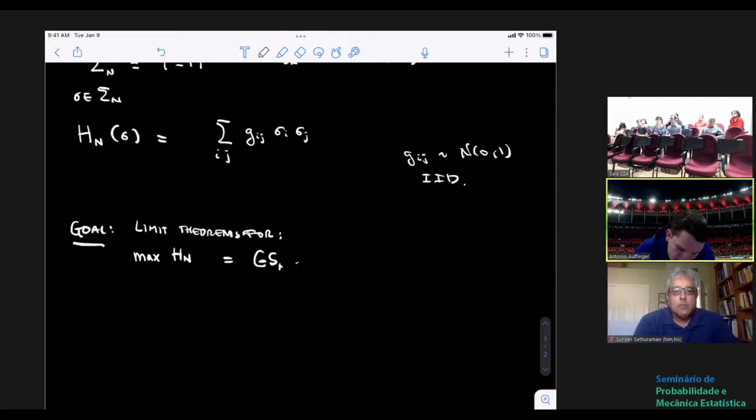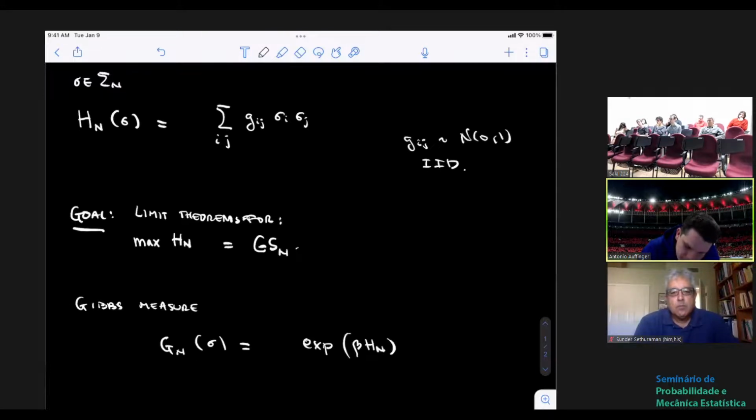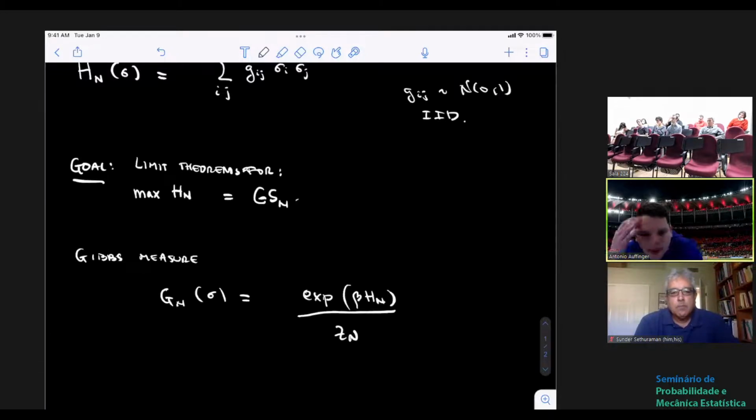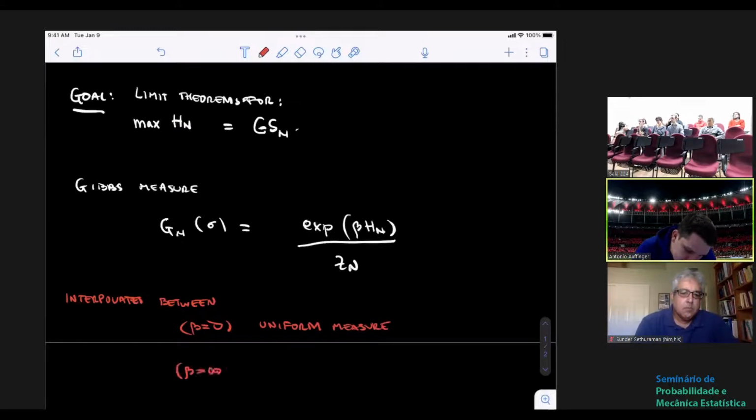So what is the approach in statistical physics? Well, one of the approaches, instead of studying the maximum itself, is to study the model at positive temperature. So you study the Gibbs measure. The Gibbs measure G_n of sigma is just exponential of beta H_n, and I normalize by a partition function just to make it a probability measure. Now the Gibbs measure interpolates between the case beta equals 0, which is just the uniform measure, and the case beta equals infinity, which is exactly the quantity that we want to study.